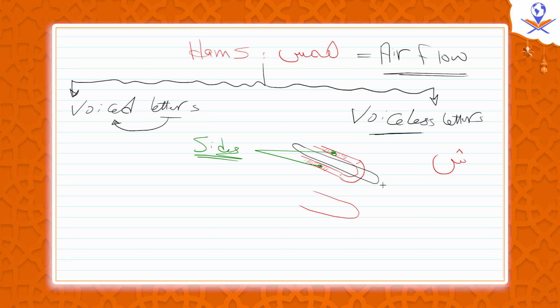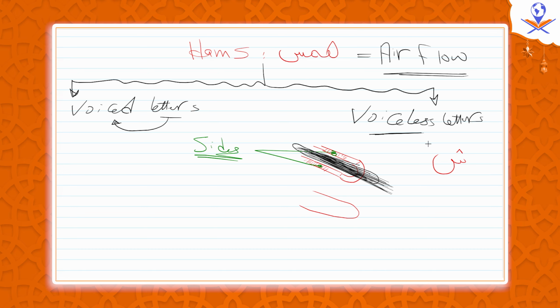Look at this path with the black color. This path generates the airflow. We say sh, sh, sh. This sound is actually not the sound of the letter itself. This is the sound of the airflow coming out while pronouncing the letter. So you're just saying sh.